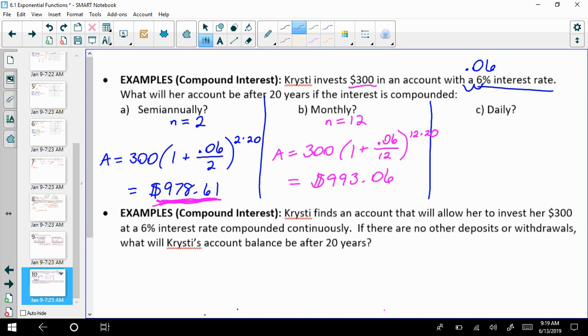Look at the next one. What if I want to build on it or I want to compound it daily? How many times in a year would that happen? Should say n is now 365. So this answer should be bigger than the previous two because I'm building on it even more often. So if I substitute in, everything's going to stay the same, except my n's are now going to be 365. And you should get $995.94.